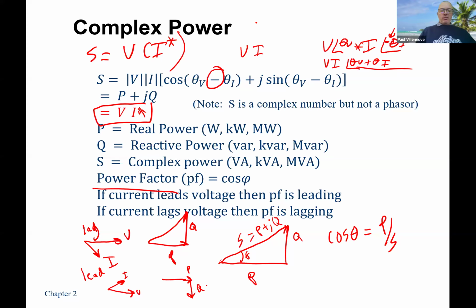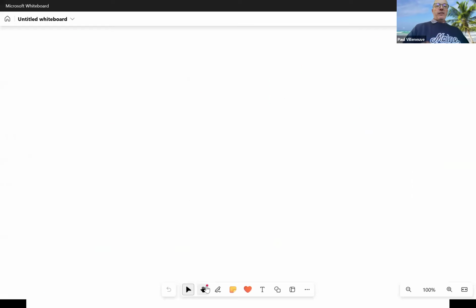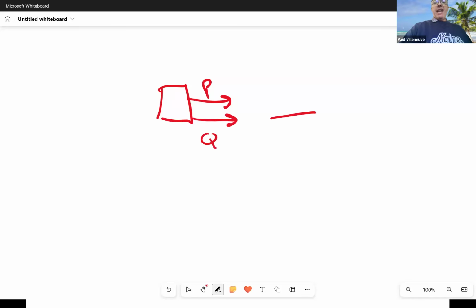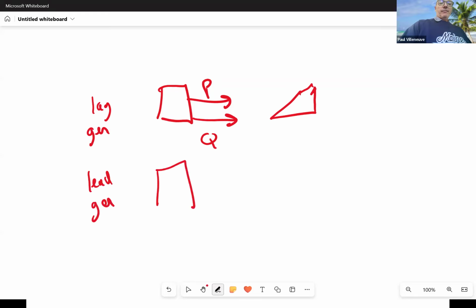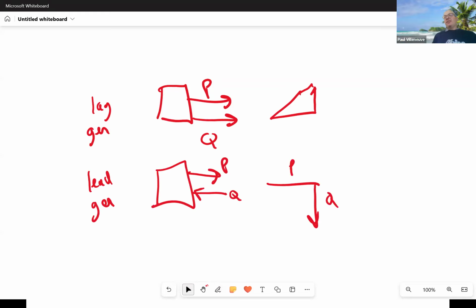So it's really helpful if you draw, let me put up this real quick. If you draw a box and you say it's a generator, we say P is going out. If Q is going out, then it matches our lagging power factor, right? So this would be lagging, gen or a source. If it's leading, we have our box. P is going out because it's a source of power. But now Q is going in because our power triangle does something like that.